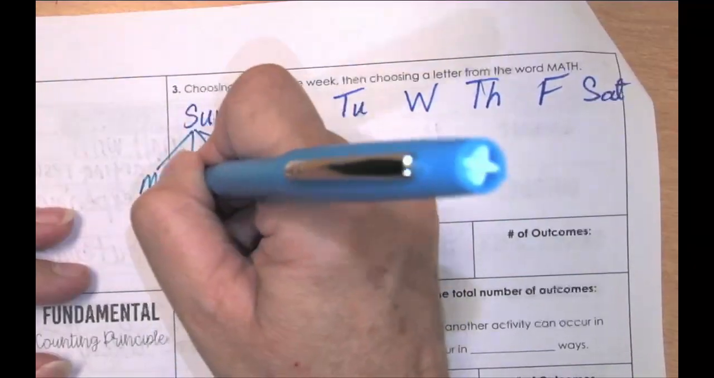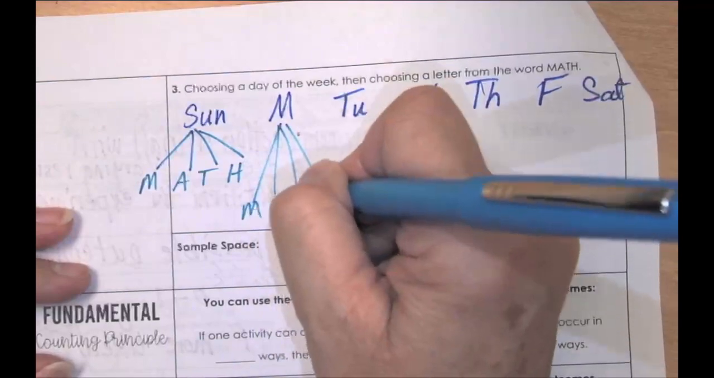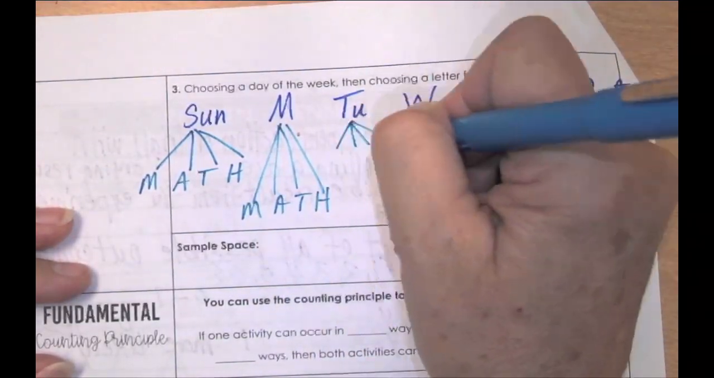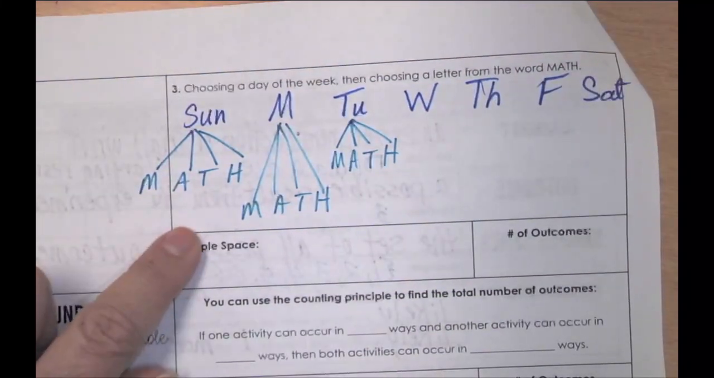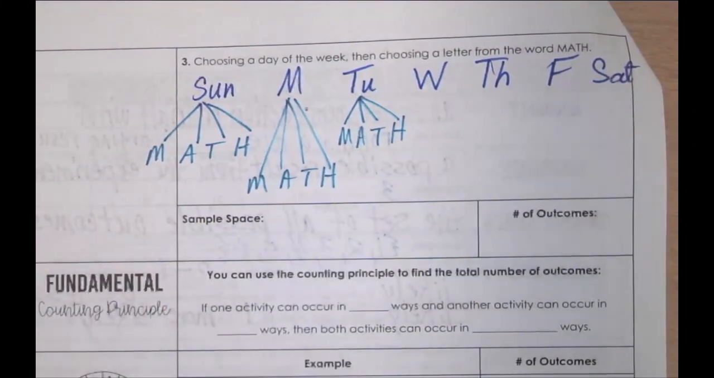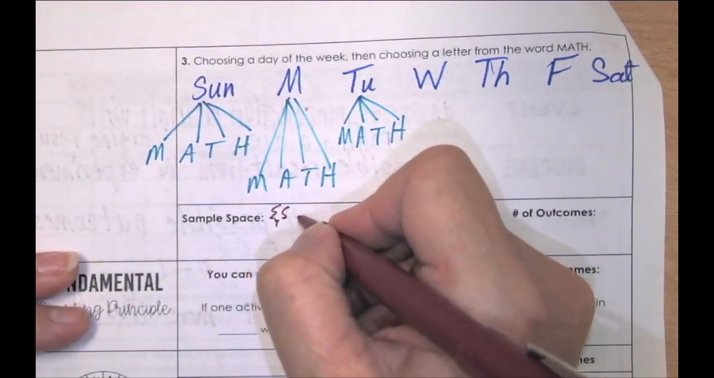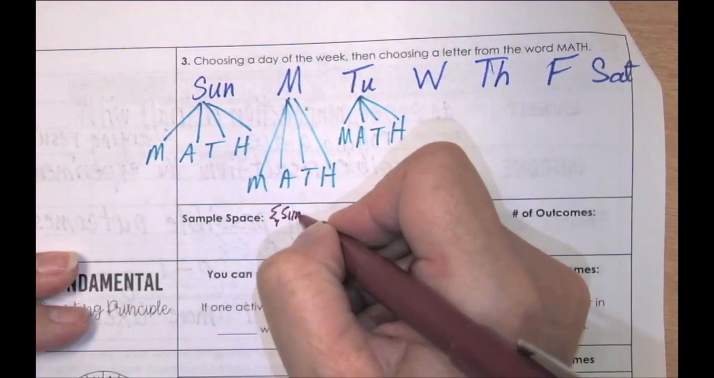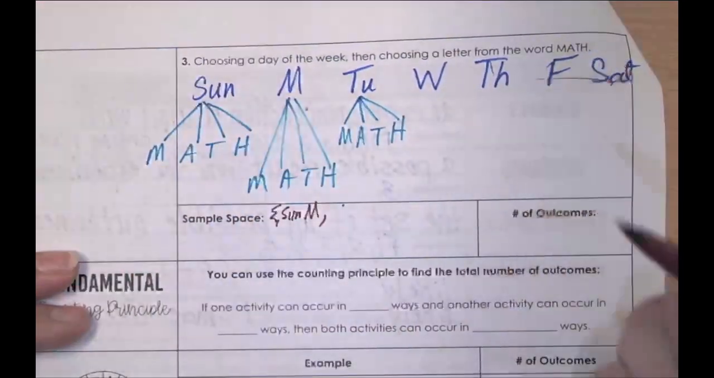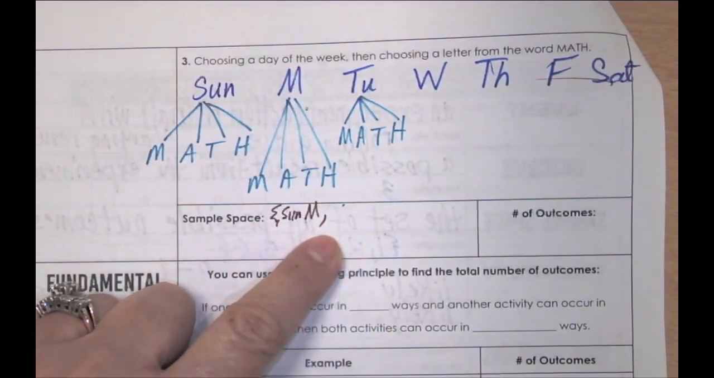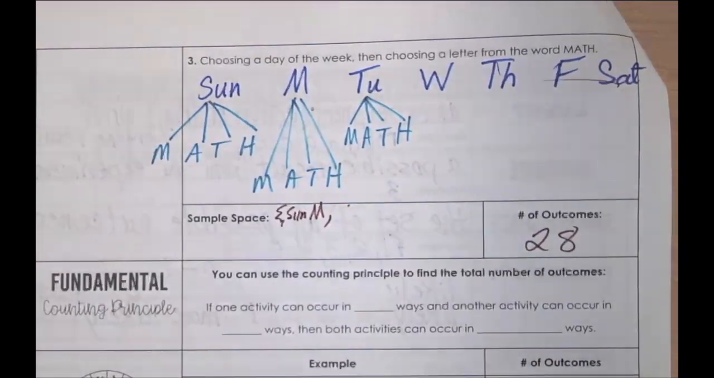M-A-T-H. This is going to take a while, isn't it? So maybe let's pretend I did this. I think we catch on by now, and we can see that our sample space is going to be, how do I do this? Sunday M. Maybe I should have put a 1, 2, 3, 4, 5, 6, 7. Anyway, you get the point. So 7 days of the week, 4 letters in math, there's 28 outcomes.